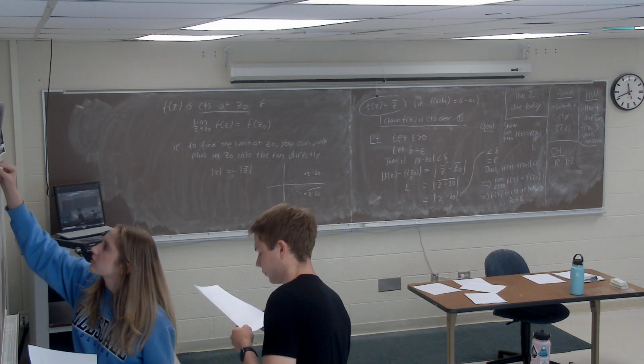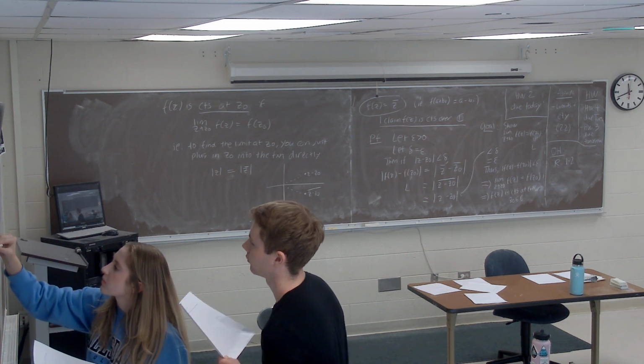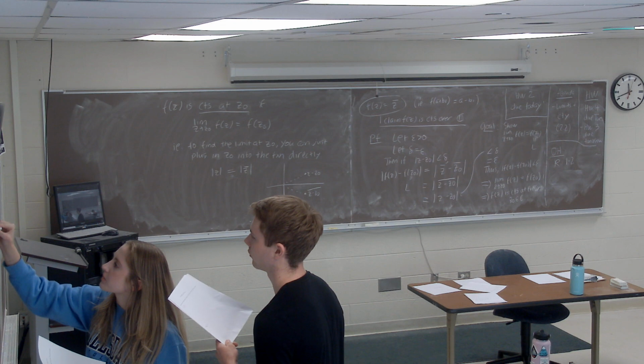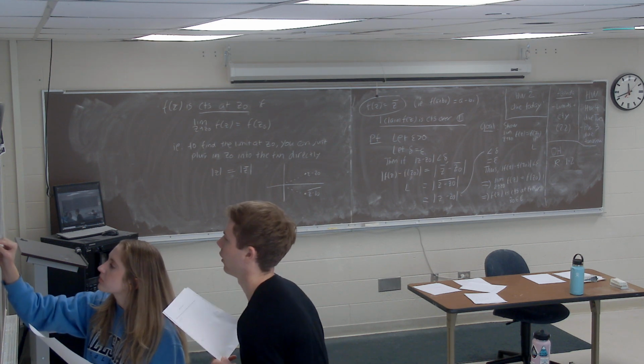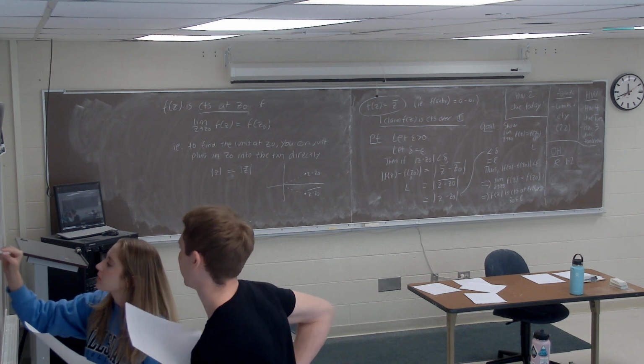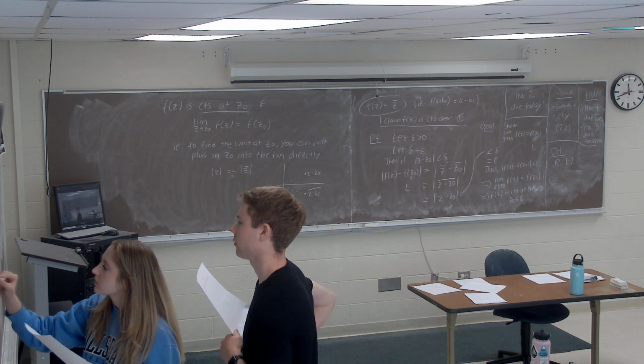I don't think that'll work. Because 1 over epsilon is not guaranteed to be an integer. So you keep the 1 over epsilon, but you need a slight tweak to it. Oh, we need to round it up to the nearest integer.